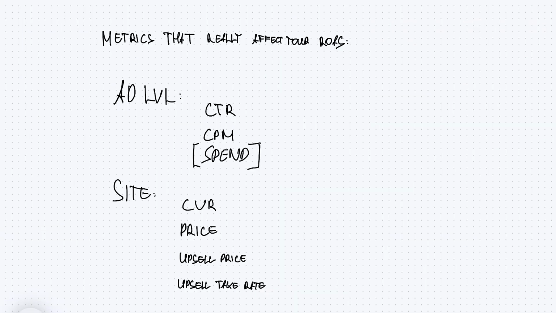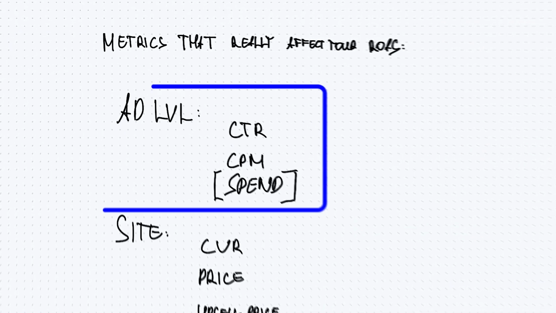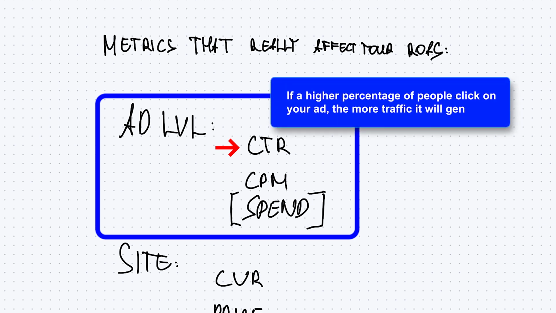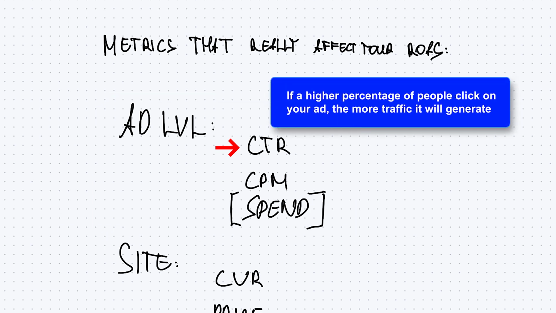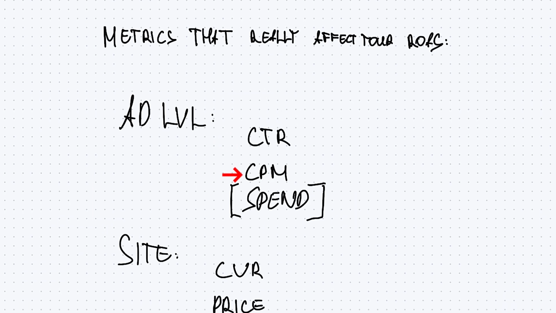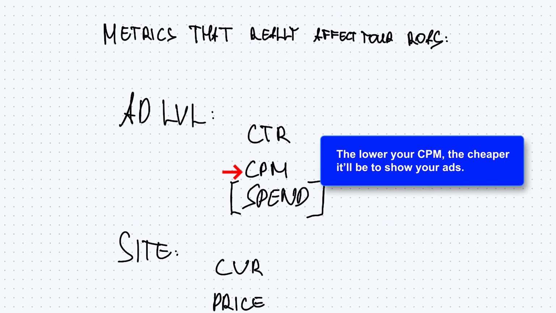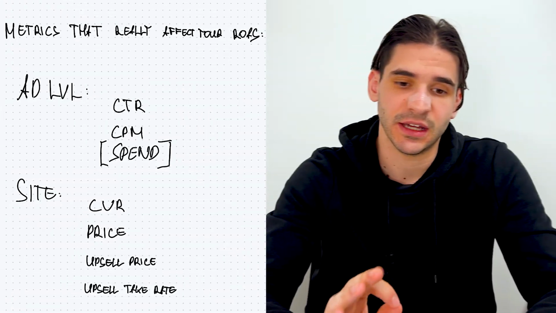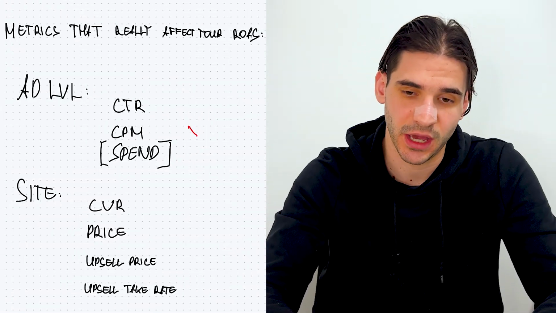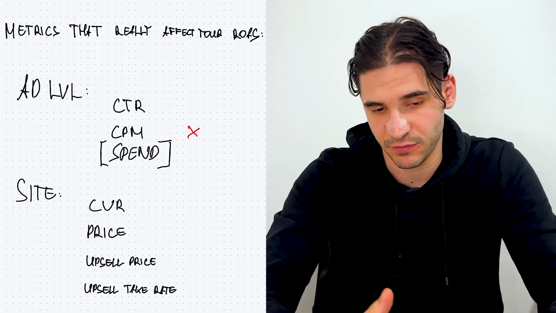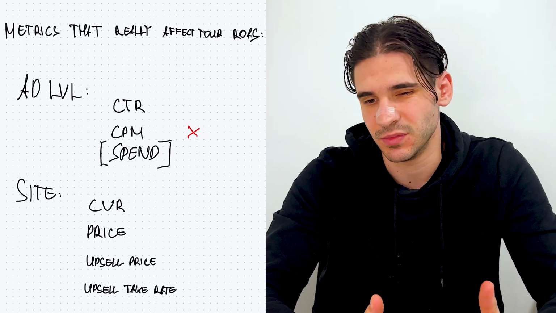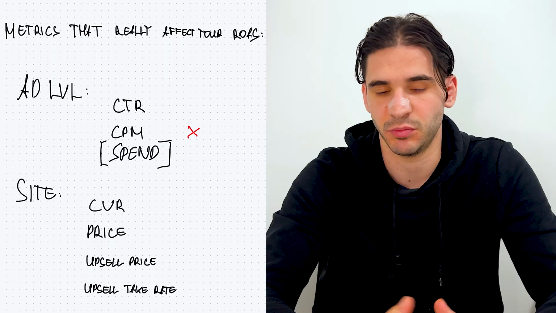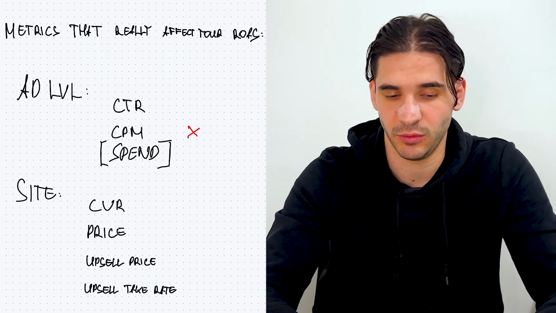So to summarize all of this, the metrics that your ROAS really depends on are, on the ad level, your click-through rate. If a higher percentage of people click on your ad, the more traffic it will generate. Second, your CPM. The lower your CPM, the cheaper it will be to show your ads. And of course, how much you spend on ads, but that goes without saying. I have to add though that I don't recommend stressing about CPMs because usually it's the same for everyone. Only pay attention to it if it seems too high because you might have a messaging problem or you're getting blocked, shadow banned or something like that.